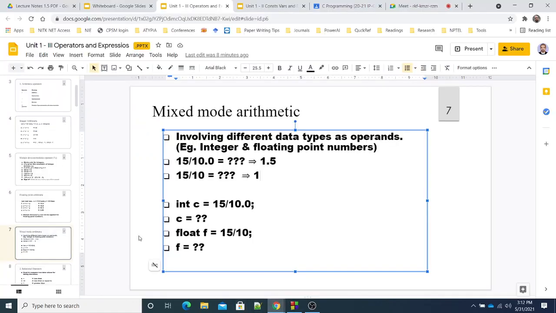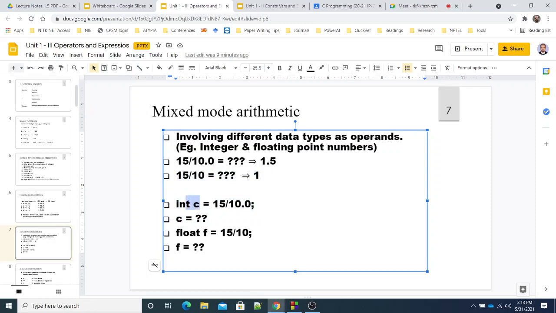Any question? So here the result is going to be 1.5. Here the result is going to be 1. Now I have a similar expression there. Same question, 15 divided by 10.0. And what will be the value of C? I already explained it, so now you can.